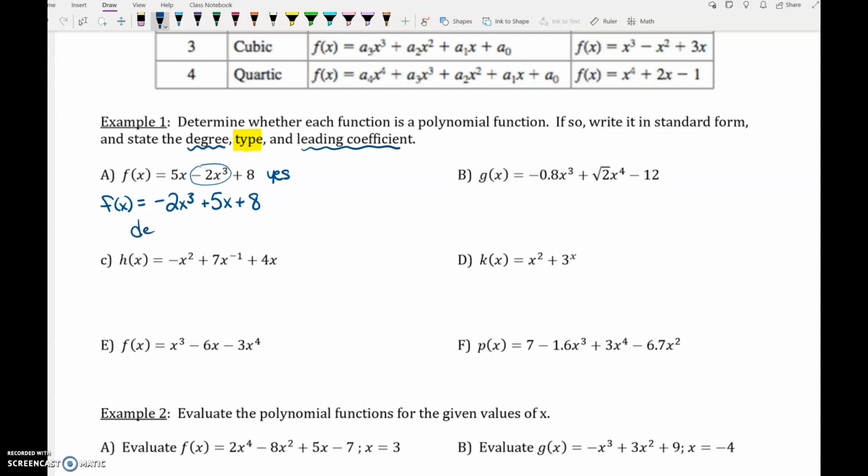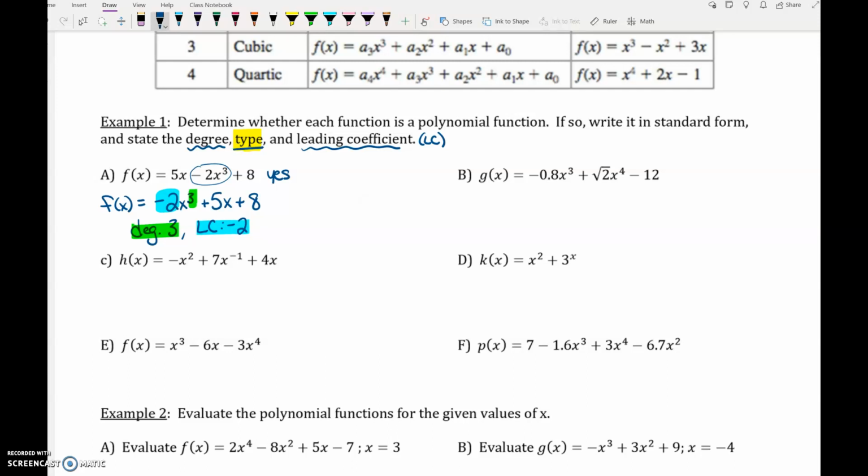This one has a degree of 3. We'll use LC for leading coefficient. The leading coefficient is negative 2. So the degree is the largest exponent. The leading coefficient is the number in front of the term that has the largest exponent.